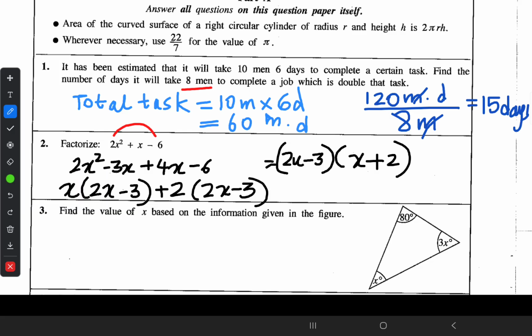Next, the third question. Find the value of x based on the information. This is a very simple question. The interior angles of a triangle add up to 180. So when I get the sum of the interior angles, x plus 3x would be 4x. 4x plus 80 should be equal to 180.